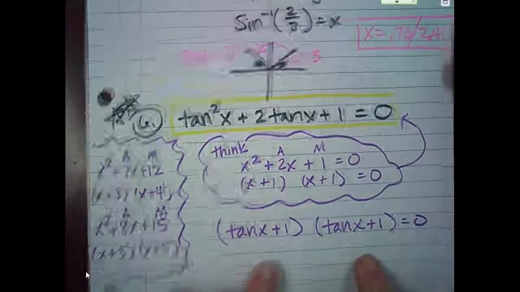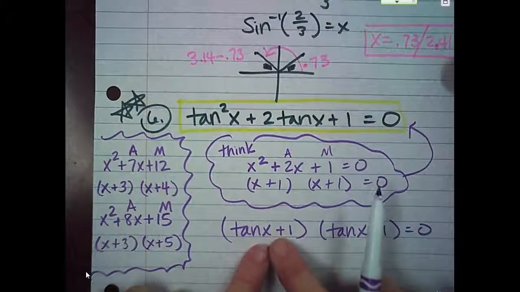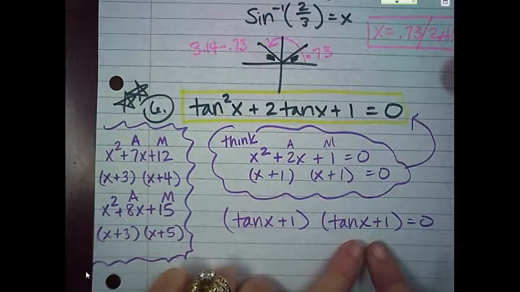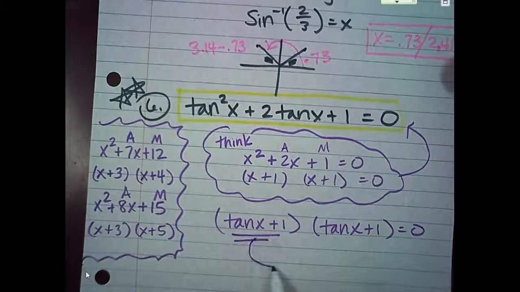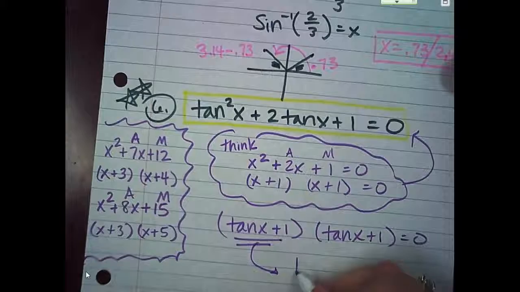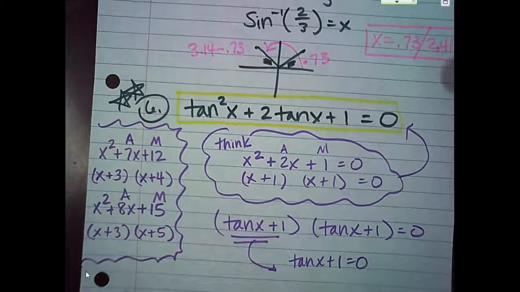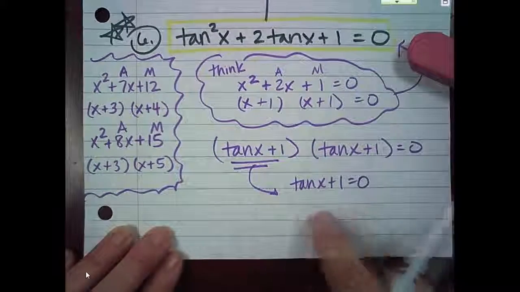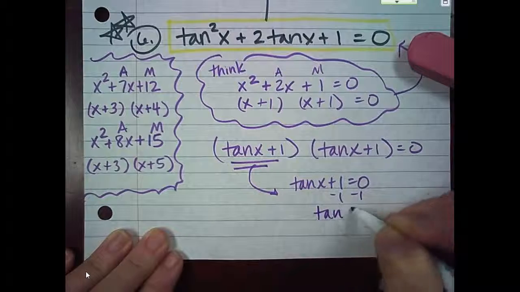But aren't these exactly the same? If they weren't the same, I would have 2 answers from this and 2 answers from this. So how many potential answers could we have in this kind of problem? 4. But because they're the same, then let's just solve one. So tangent of x plus 1 equals 0. What's my first step in solving? Move the 1 over. Now you're at tangent of x equals -1.